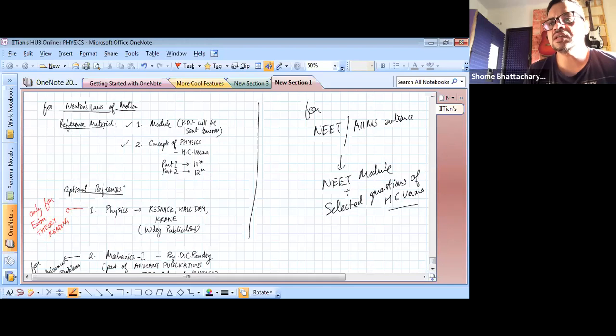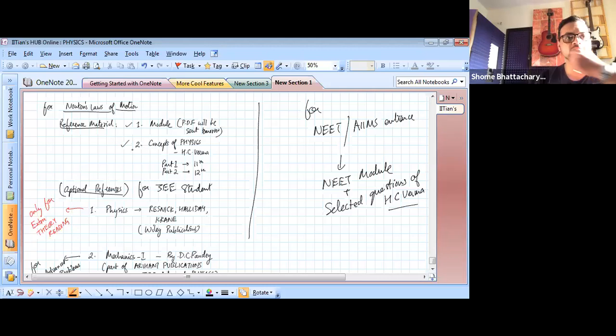Okay. So these are additional, optional references for these students. Okay. These are compulsory. This will definitely be followed: the module and Concepts of Physics, HC1. Yeah, for KVPY also DC Pandey will provide good books, and along with that we'll provide you KVPY question papers, so that will be more than enough.